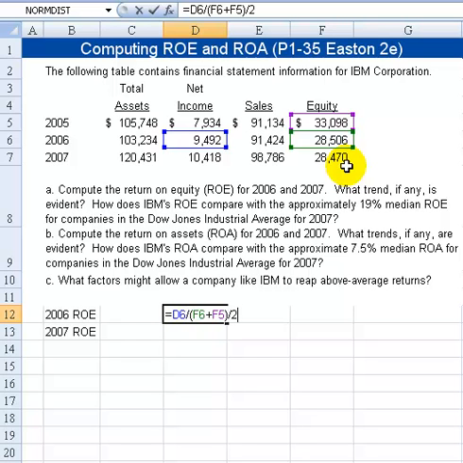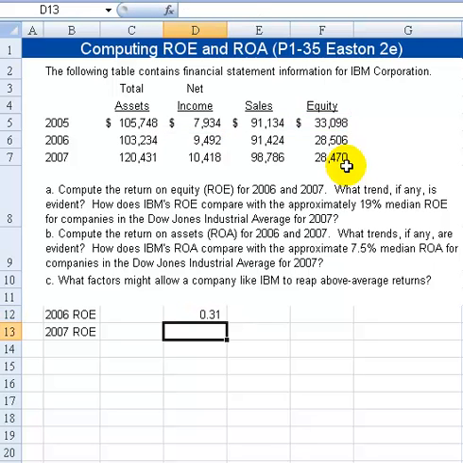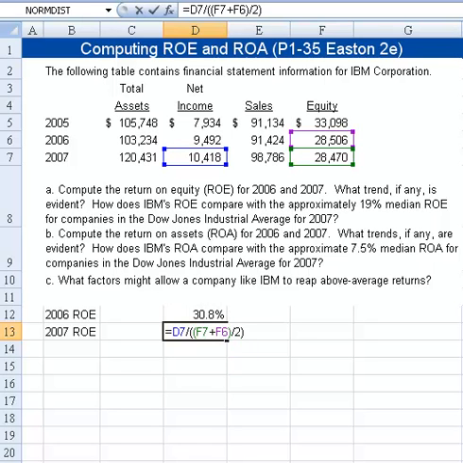Okay, and once we do that, we get a number that isn't what I'm looking for, because we've got to put the parentheses around here first, so that Excel knows we need to divide the income by the average equity. So if we put the parentheses around the denominator, we should come up with a more meaningful number, which is 30.8%. That's correct. Now I think if we copy on down, we wind up with the correct answer for 2007, and we do. And you can see the formula there on your screen, or you can see it up here in the formula bar.